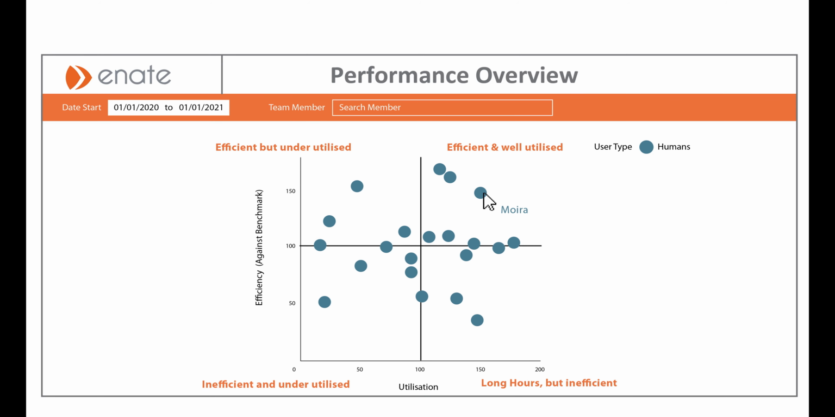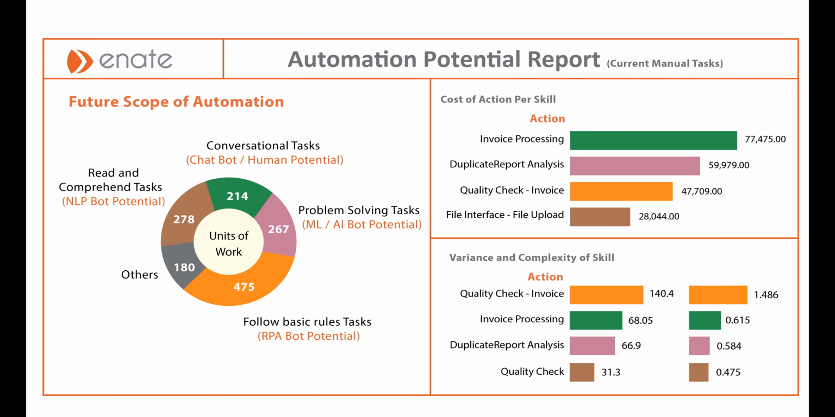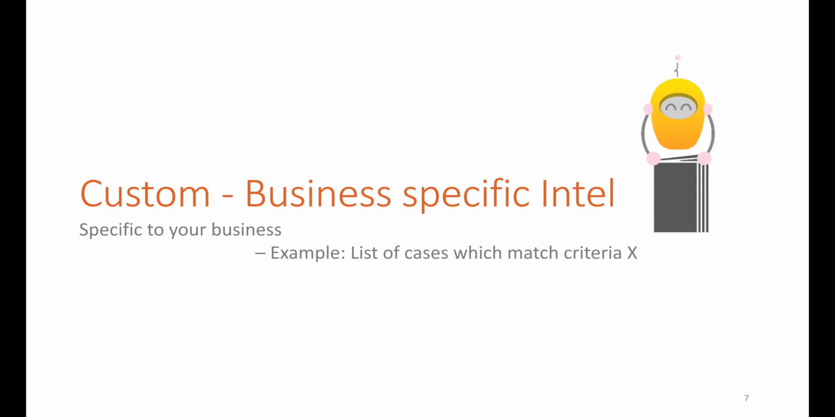Utilization and productivity reports cover team, process, and individual productivity and utilization metrics. Automation potential reports are reports which provide guidance around what automation technologies to invest in, suggested tasks to automate next, and possible savings by doing so. Finally, bespoke or custom reports are ones which are specific to your business context. These can be configured on Enate's Tableau environment by business analysts as needed.